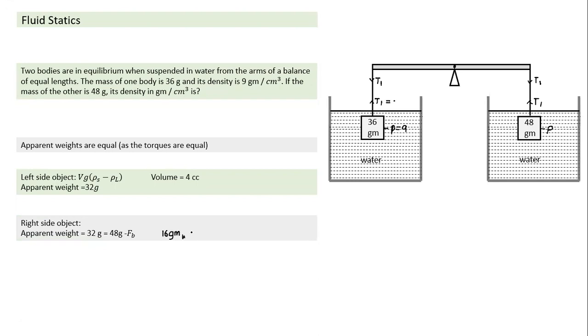And if it is 16 gram weight, since it is water, 16 gram weight is equal to 16 cc. So indirectly it implies the volume of this object is equal to 16 cc. If volume is 16 cc, mass is 48, density is 3.